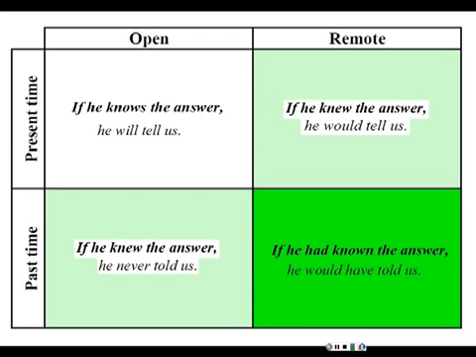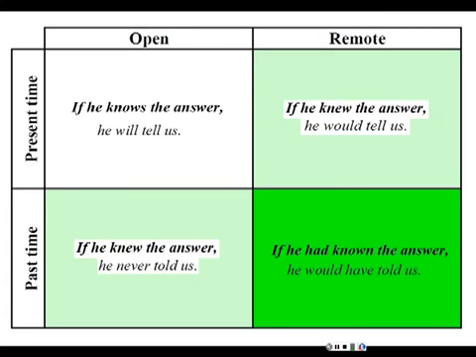Okay, so let's look at the top left corner here. A present time open conditional. If he knows the answer, he will tell us. So maybe he knows the answer, maybe he doesn't. It's open. Either possibility is possible. And if he knows the answer, he will tell us.